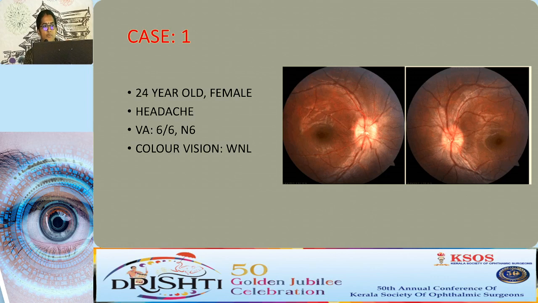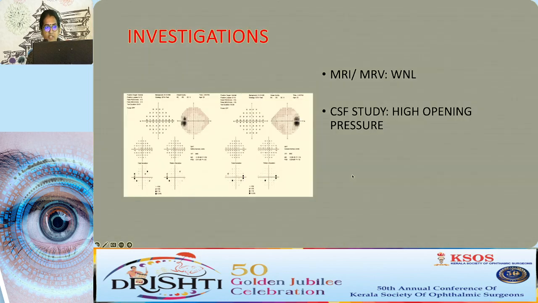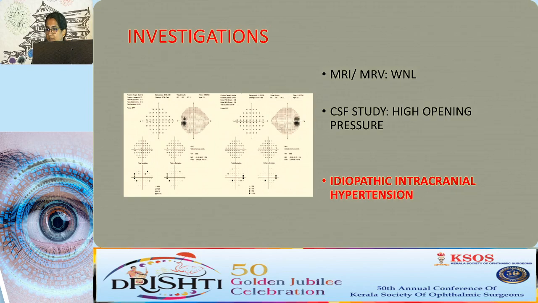So this is a case where a 24-year-old female presented with headache. Her only complaint was occasional headache. Visual acuity 6/6, color vision is normal. When you look at the disc, you can see there is hyperemia of the disc with blurring of margins. In investigations, there is some enlargement of the blind spot on perimetry. MRI, MRV was done to rule out cortical vein thrombosis, which turned out to be normal. And the CSF study, we know, clinches the diagnosis with high opening pressure. It's idiopathic intracranial hypertension.